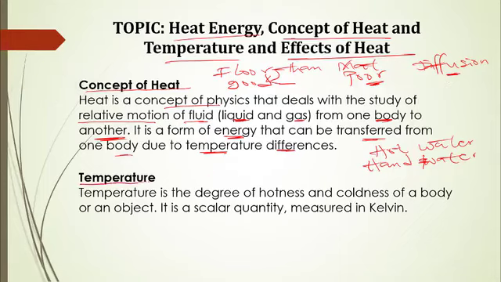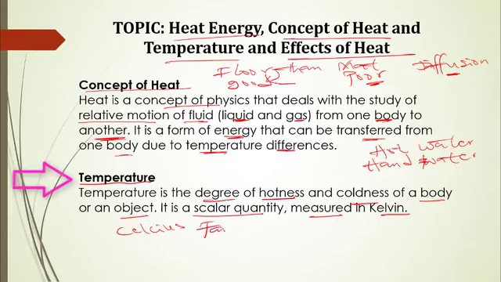On the other hand, we say that temperature is defined as the degree of hotness and coldness of a body or an object. Temperature is a scalar quantity and it is measured in Kelvin. That does not mean that we cannot measure temperature in units such as Celsius or even Fahrenheit. We can also measure it in these units as well. The SI unit, the System International Unit of Measurement for Temperature, is Kelvin.